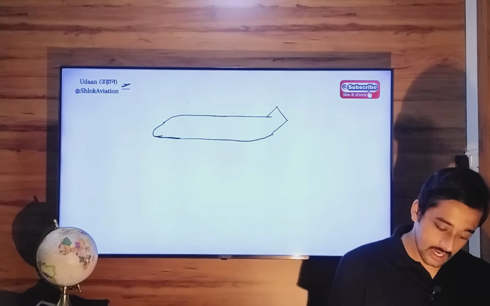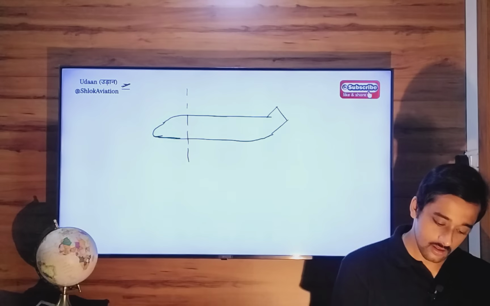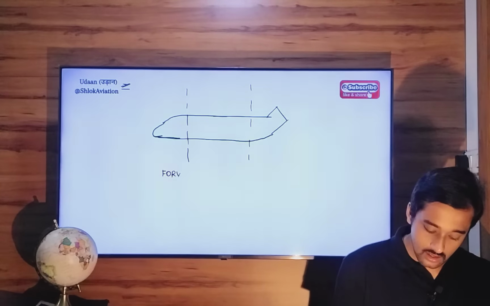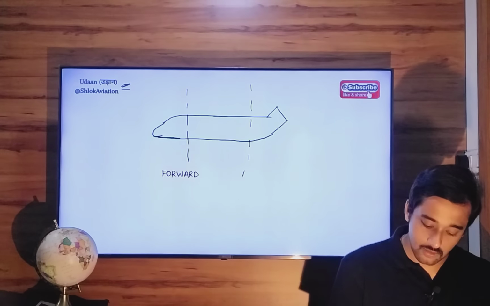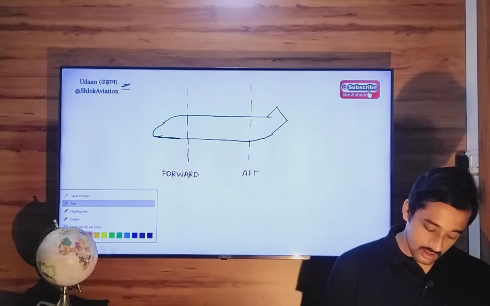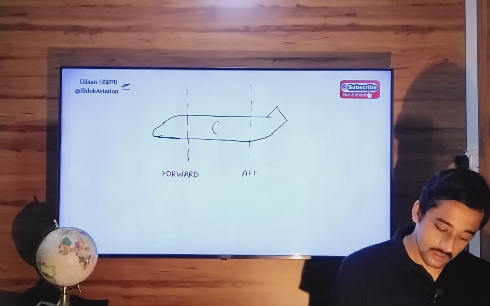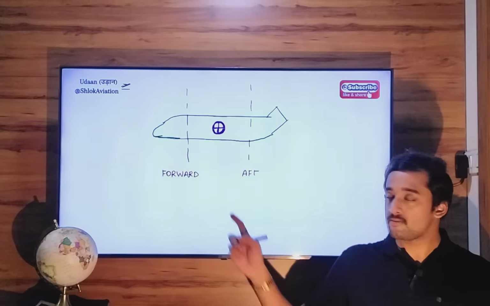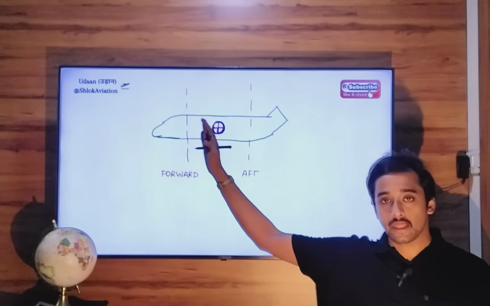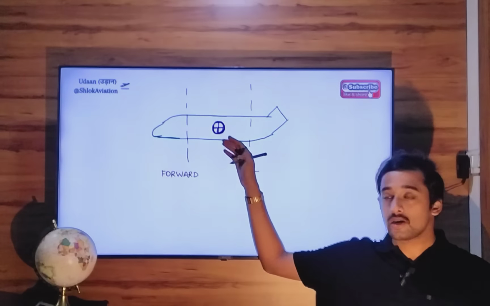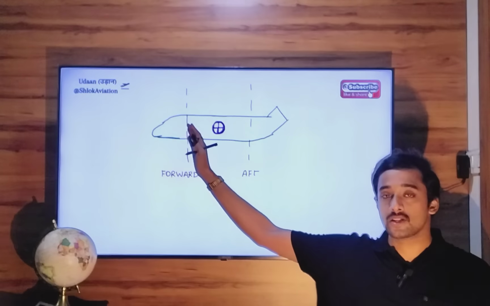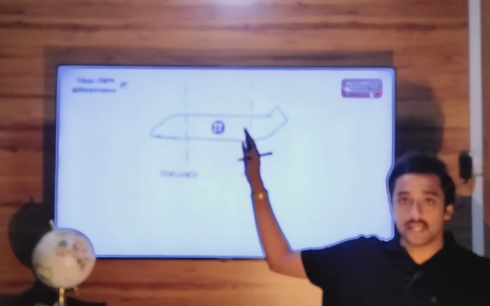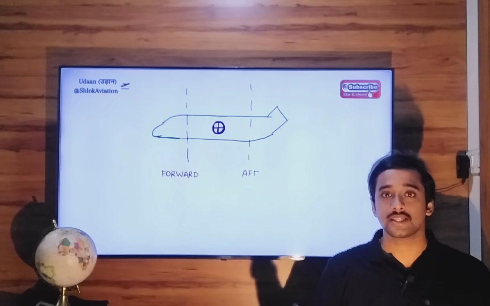Okay. So you have two center of gravity limits. You have the forward limit, you have the backward or aft limit. So forward limit and aft limit. The center of gravity can move between these two limits if it wants. It can move forward, it can move backward, but it cannot exceed this limit. It cannot move forward of this forward limit, or it cannot go backward of this backward limit. It has to remain within the limits in order to have stability.